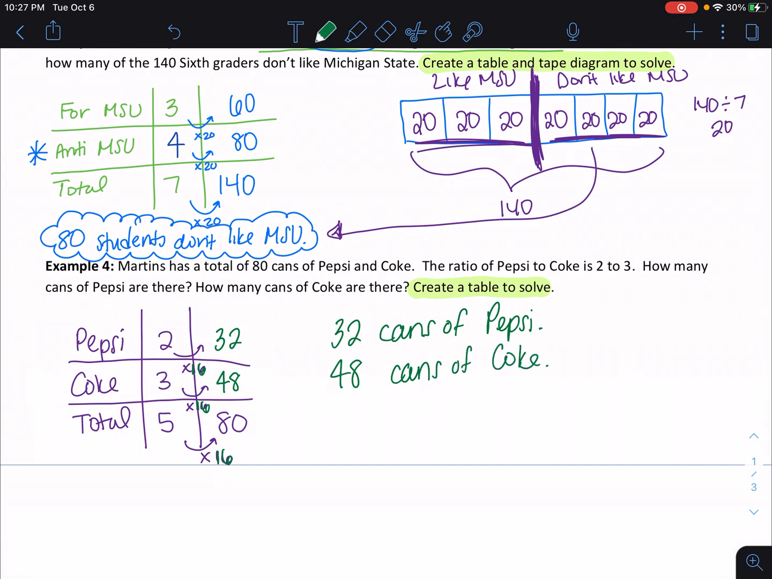Okay, so example 1 and example 3 are how we do part to whole using both the table and the diagram. And then number 2 and number 4 show you how to use part to part when you are given a part and when you are given a whole in the table, because we've already done those with the tape diagrams.